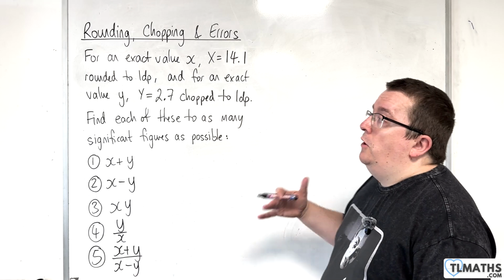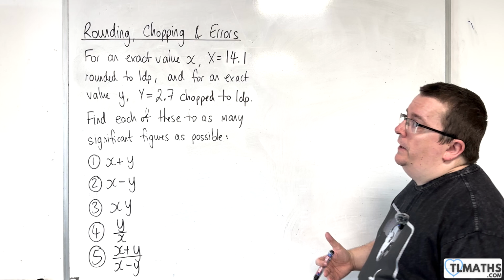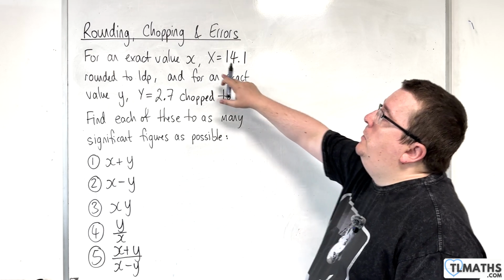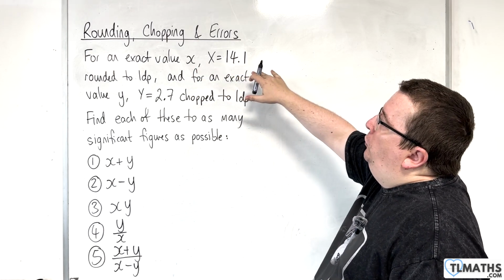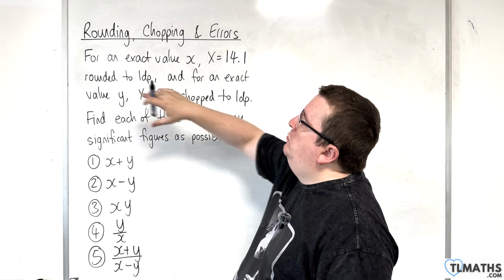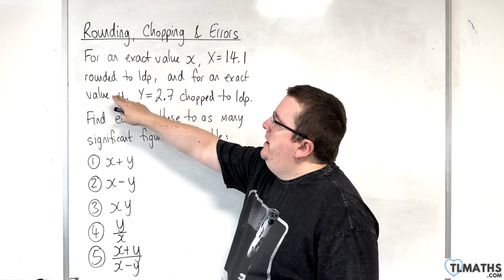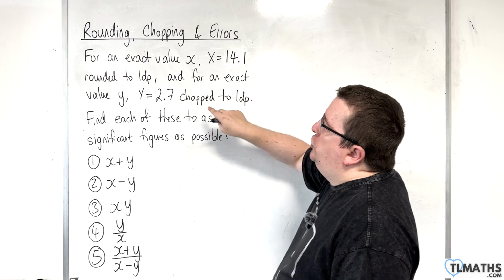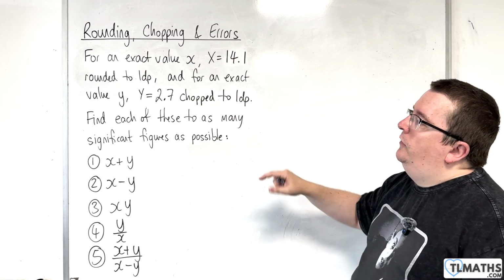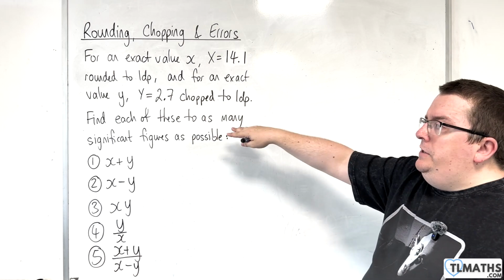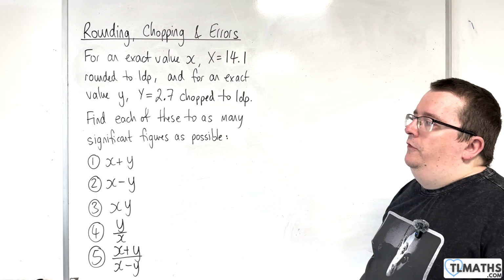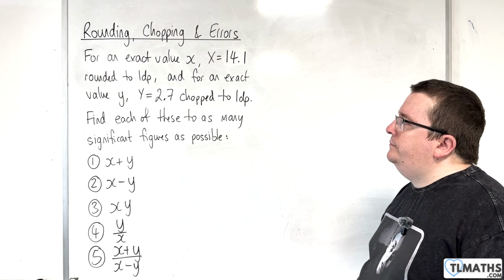So in this video, I want to go through some more examples of error propagation. For an exact value, lowercase x, capital X equals 14.1, rounded to one decimal place. And for an exact value, lowercase y, capital Y is 2.7 chopped to one decimal place. So careful on that. Find each of these to as many significant figures as possible.